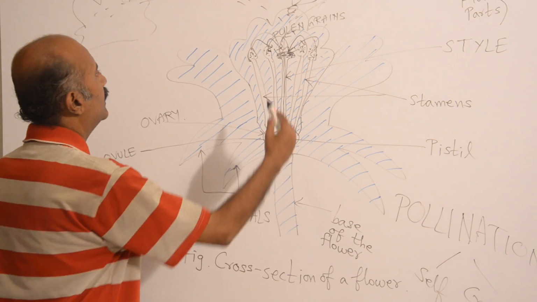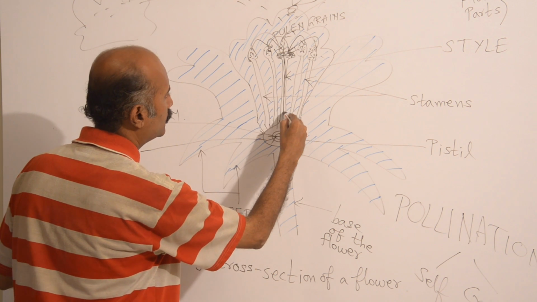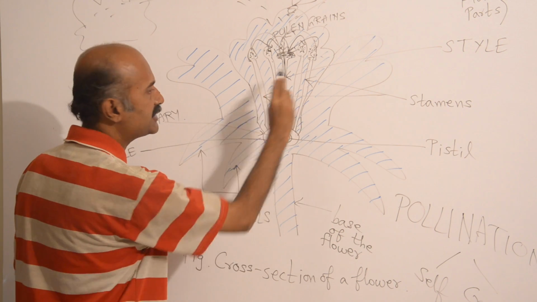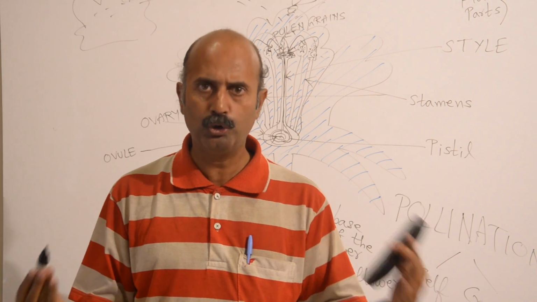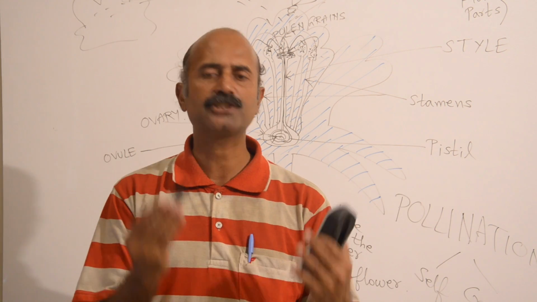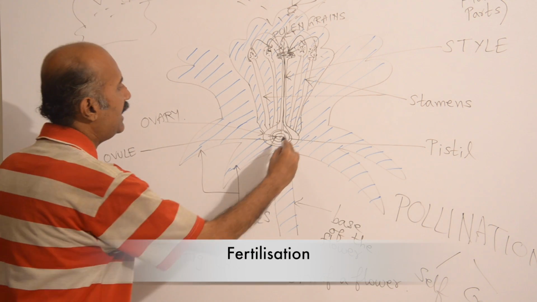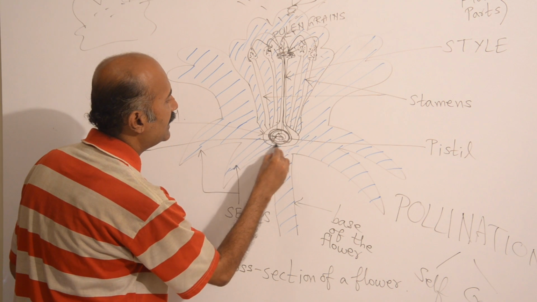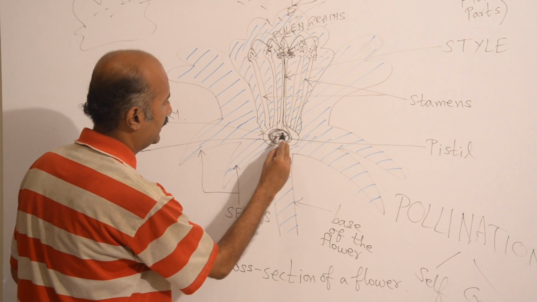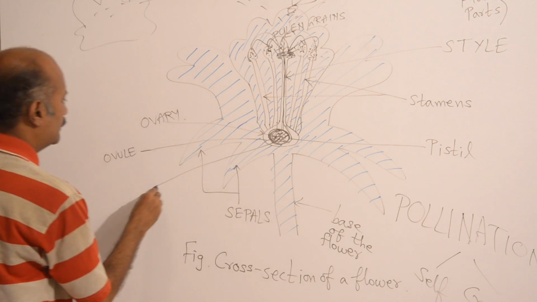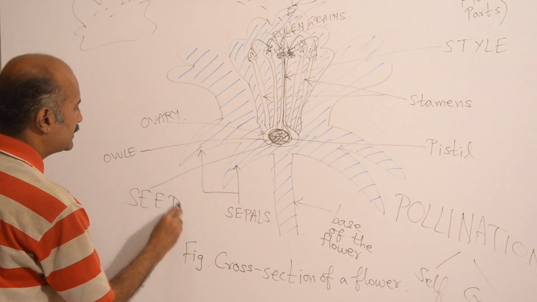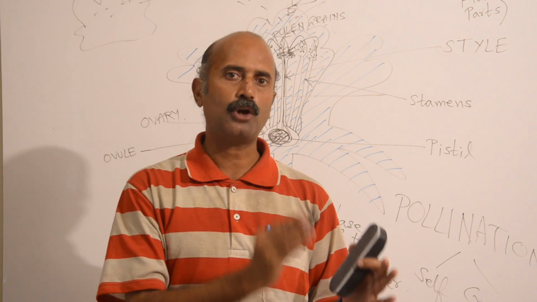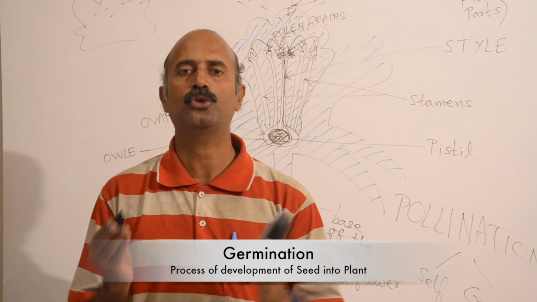Now, when a pollen makes a tube through the style and reaches the egg, also known as the ovule, all other channels are sealed. The process of fusion of male and female gametes is known as fertilization. So once the male cell, the pollen grain, meets the female cell, fertilization has occurred and everything else is sealed. Now here the seed is formed. So that's why it's called a seed. After some time the seed germinates. The process of development of the seed into the big plant is known as germination.